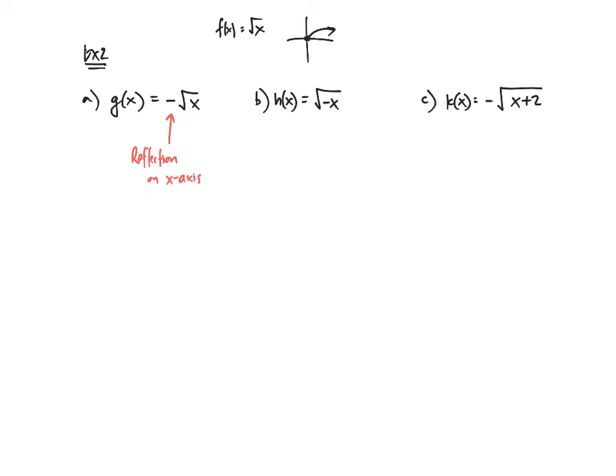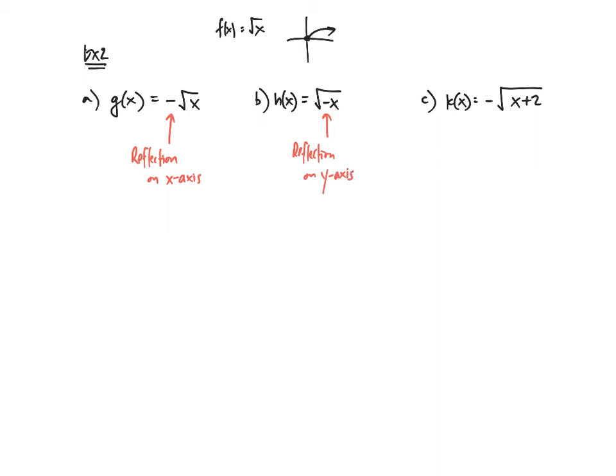Okay, the second one, however, has a negative inside affecting the x directly. So this is going to cause a horizontal reflection. Horizontal reflection means you're flipping it over the y-axis, so it's going to end up looking like that. Okay, so that means it's a reflection on the y-axis.